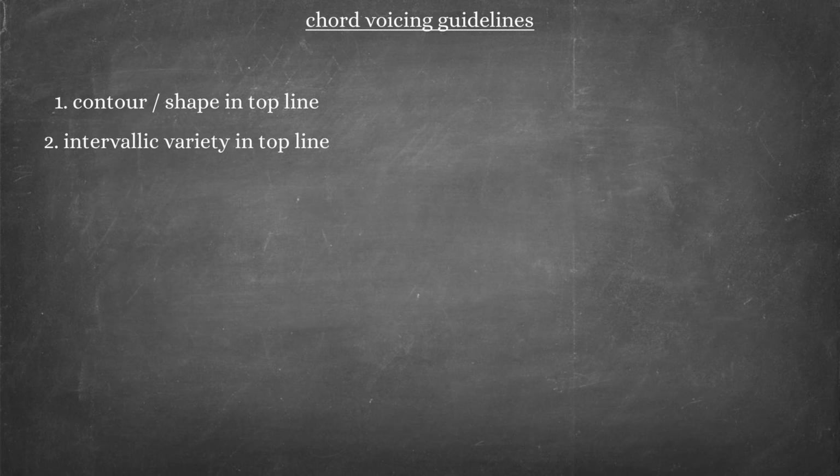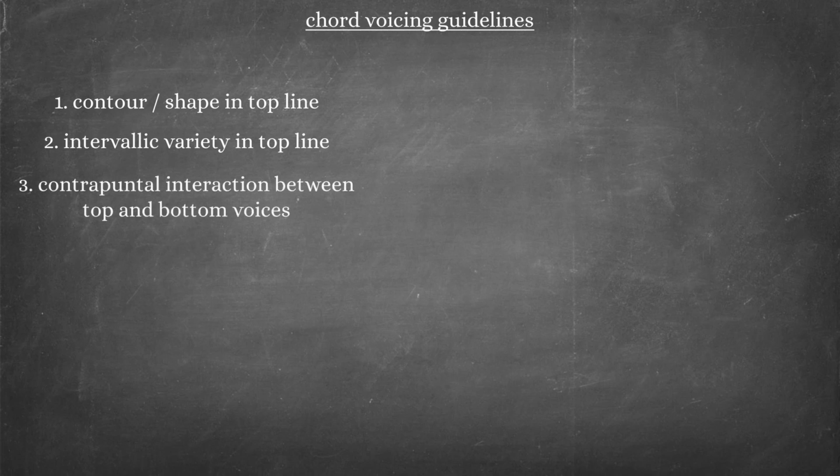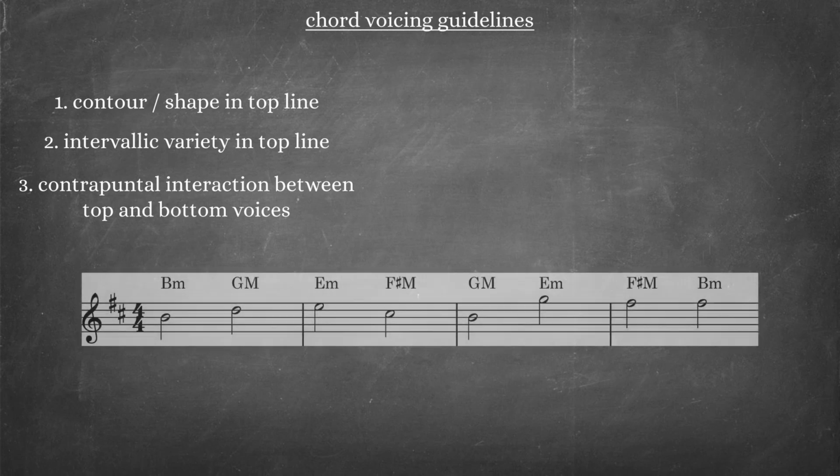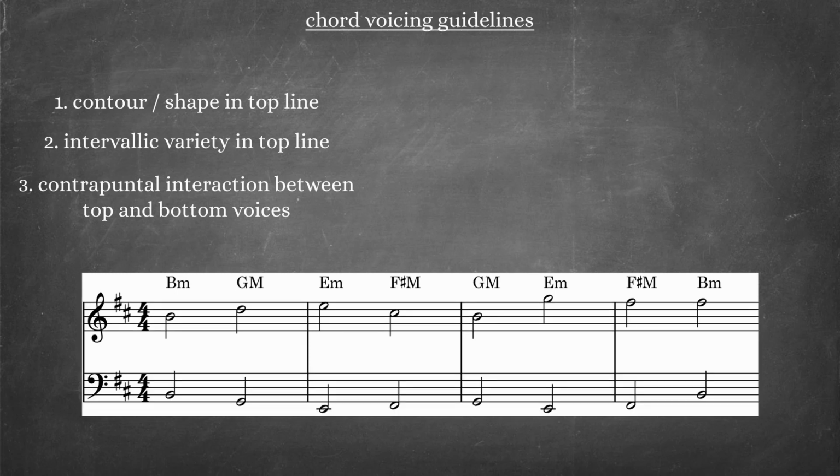I then like to have the top line interact contrapuntally with the bottom voice. Oblique and contrary motion are preferred, and parallel motion between the top and bottom voice tends to sound like the whole texture is either rising or falling, which in some cases might be what you want, but you should be aware of it. If this is my top voice, then I might end up with a bass part that looks like this, with mostly contrary motion. It so happens that the bass here is playing all roots, so I'm not using any inversions.